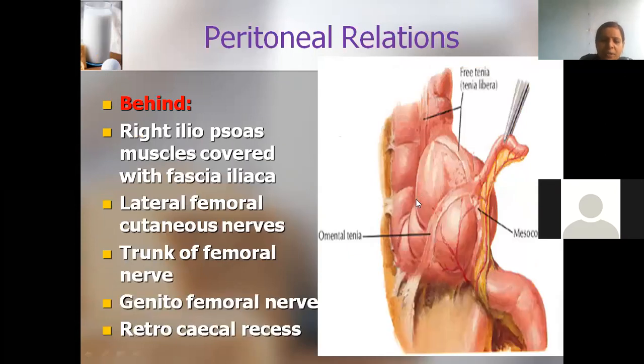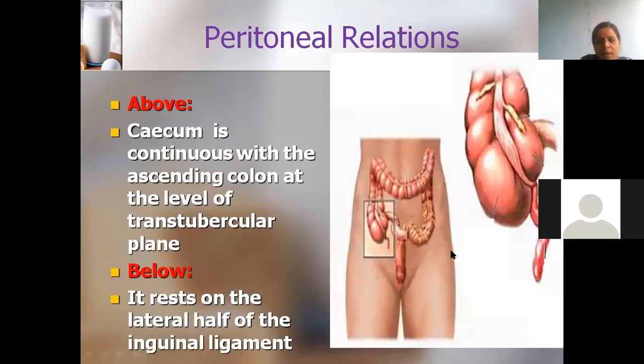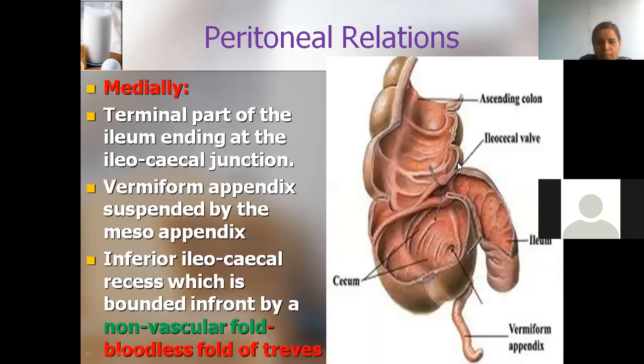Those are anterior relations. When you lift the cecum posteriorly, we will have right iliopsoas muscle covered by fascia iliaca. Here in this area, we have lateral femoral cutaneous nerve, trunk of femoral nerve, genitofemoral nerve and retrocecal recess. Okay, then this is cecum and above it is related to ascending colon. Only one point you can write. Below it is actually resting on inguinal ligament, lateral half of inguinal ligament.